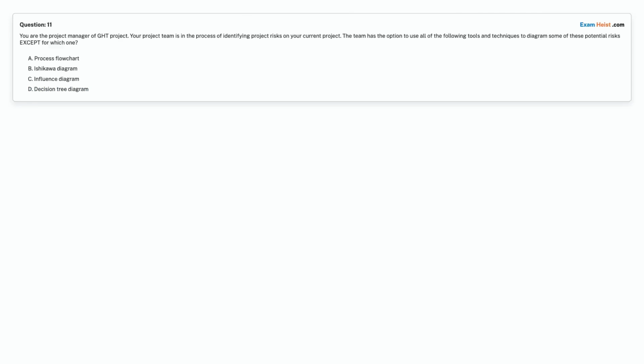Question 11. You are the project manager of GHT project. Your project team is in the process of identifying project risks on your current project. The team has the option to use all of the following tools and techniques to diagram some of these potential risks except for which? Option A. Process flowchart. Option B. Ishikawa diagram. Option C. Influence diagram. Option D. Decision tree diagram. Choose the correct answer.